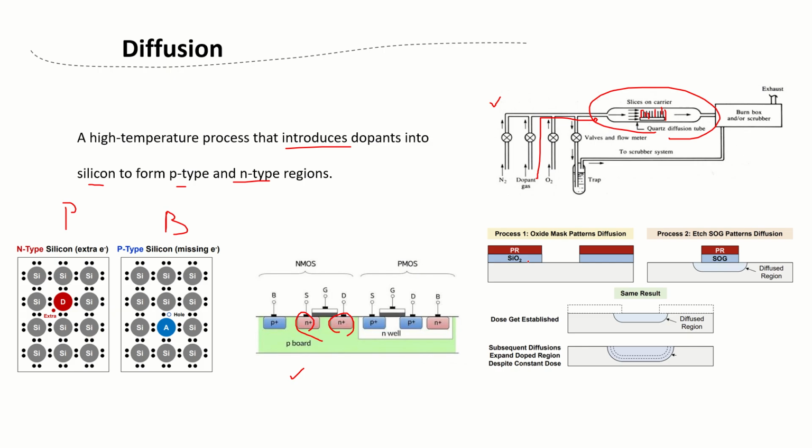First is oxide mask pattern diffusion. They put a silicon oxide, then use PR to etch away this part, or we just put SOG on it and use PR to keep this part. And here the SOG will keep having the dopants from this location on the SOG. Then we'll have a dose established. Then we'll do annealing to make it go deeper.